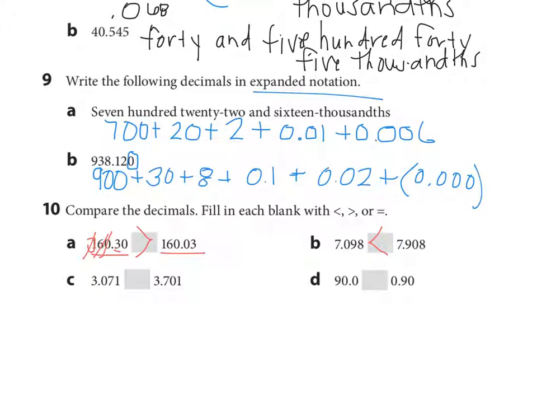And let's look at C. We have 3 and 71 thousandths versus 3 and 701 thousandths. That's right, 701 thousandths is greater. And looking at D, we have 90 and 0/10ths versus 90/100ths. And the first number is greater because I have a 9 here in the tens place, whereas this is a 9 in the tenths place. Which has greater value? The 9 in the tens place. And that's all for today.